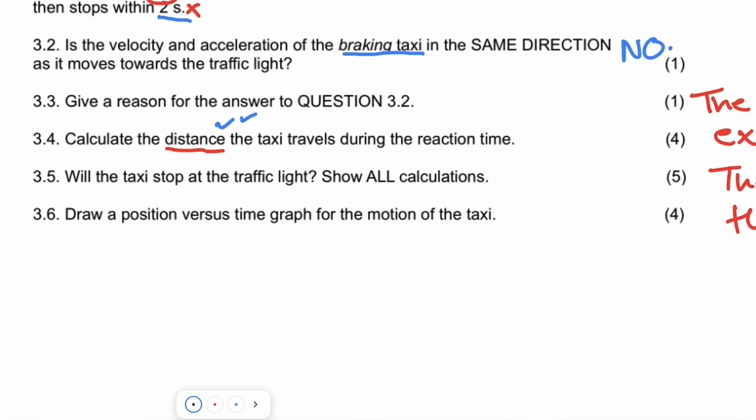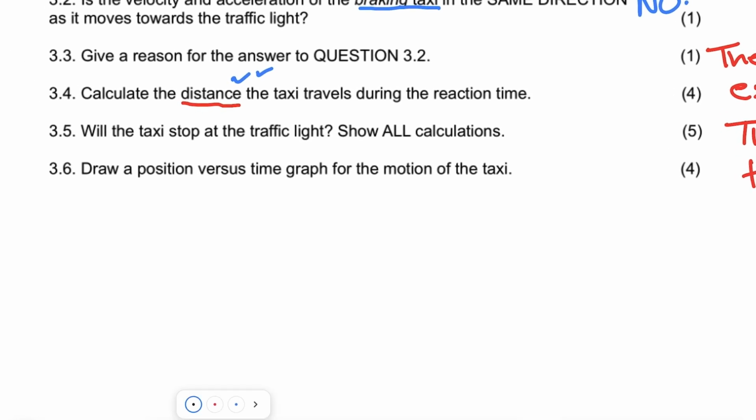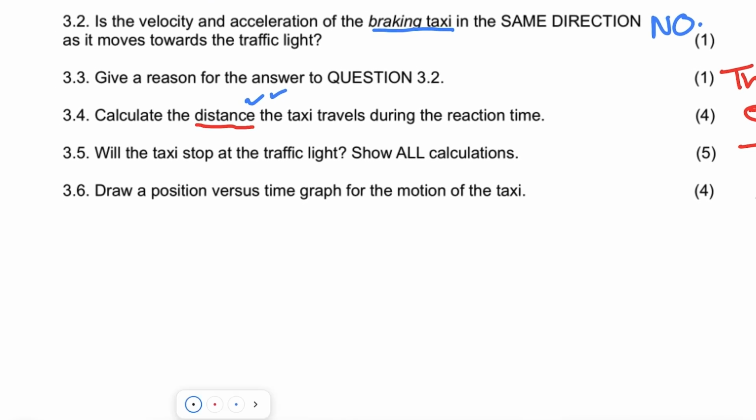Let's move on to question 3.6, which says, draw a position versus time graph for the motion of the taxi. Okay, let's draw a position versus time graph. So whenever they say position versus time, know that the position is going to be on the y-axis and the time is going to be on the x-axis of the graph. So let's sketch the graph.